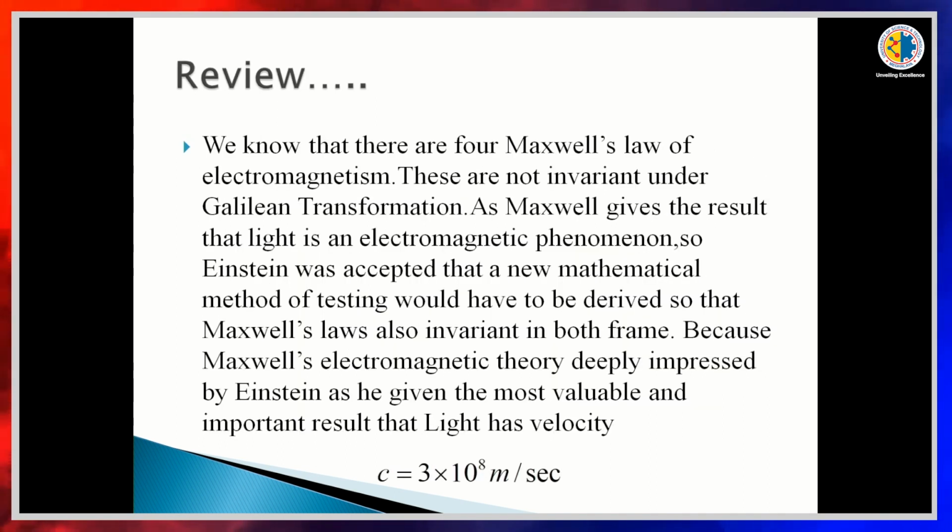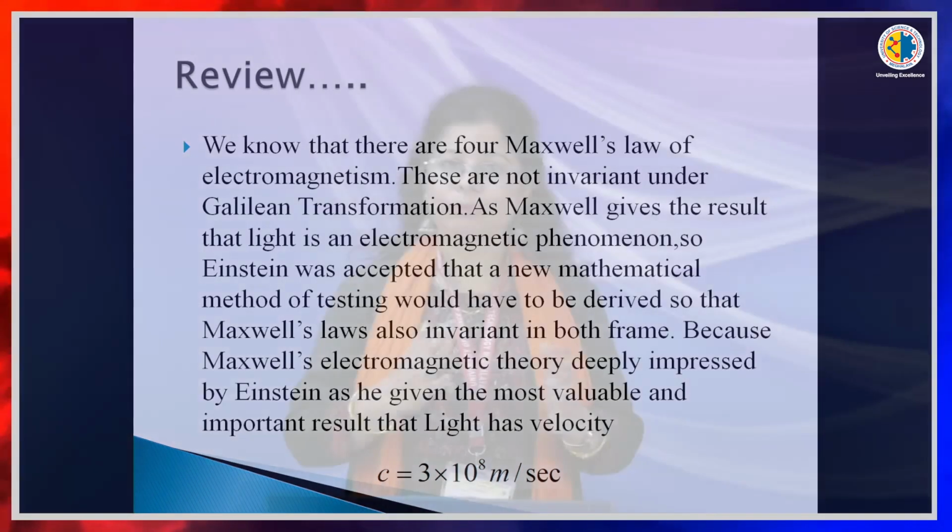We know that there are four Maxwell's laws of electromagnetism. These are not invariant under Galilean transformation, as Maxwell's result is that light is an electromagnetic phenomenon. So, Einstein accepted that a new mathematical method of testing would have to be derived so that Maxwell's laws would also be invariant in both frames of reference. So, here it is given why Lorentz transformation is important, and for what purpose Lorentz transformation had to be derived.